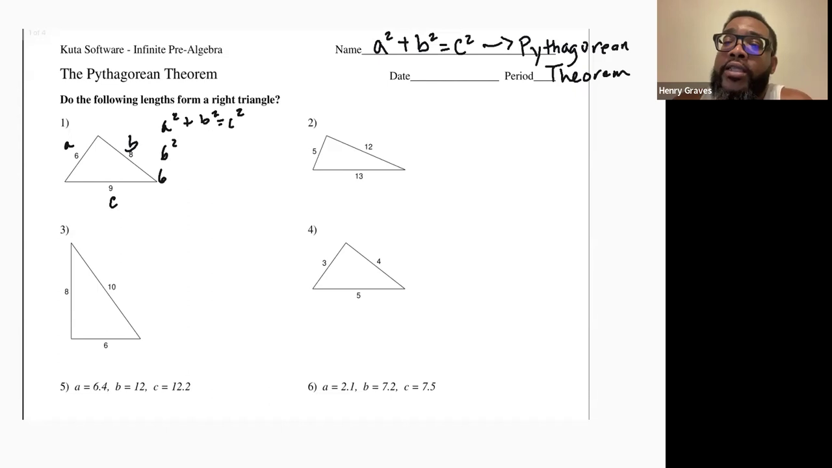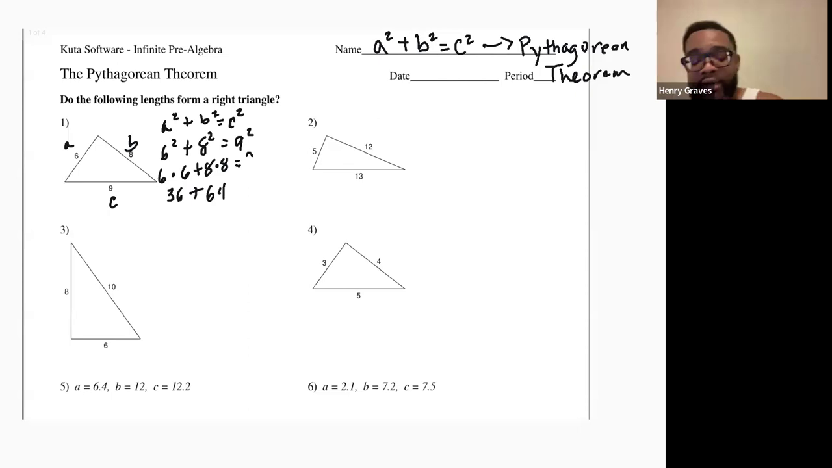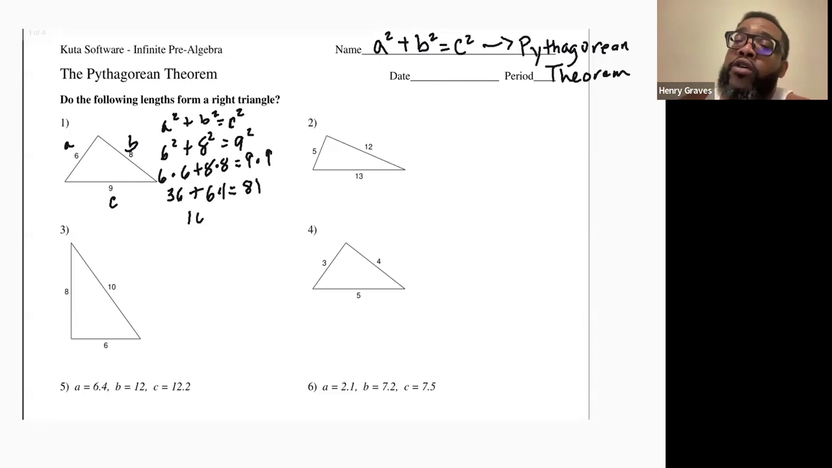Then b squared is going to be 8 to the second power. And that's the same as 8 times 8. Remember, you're multiplying 8 by itself, which is 64. And the c squared is going to be 9 to the second power, which is 9 times 9, which is 81. Now, some of us who have number sense can already tell 36 plus 64 is not 81. In fact, if you put it in your calculator, 36 plus 64 is actually going to be 100. And of course, we know 100 is not 81. So this is, of course, false, is your answer for this one.